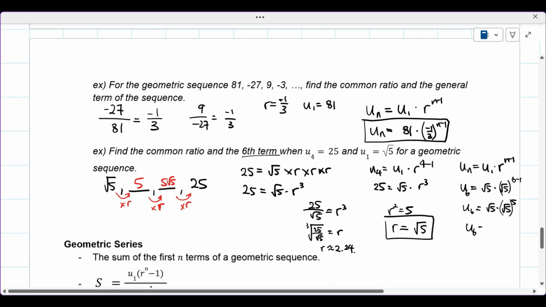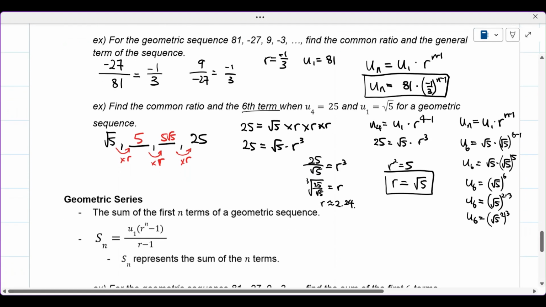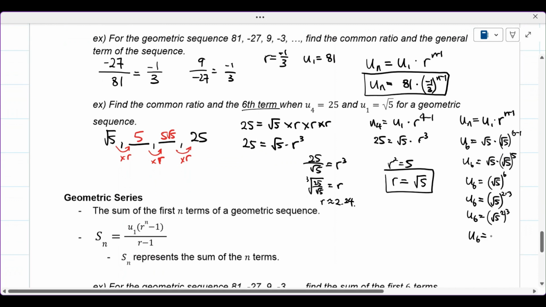So I think in total we have square root of 5 6 times. Trying to solve this without the calculator. 6 can be rewritten as 2 times 3, so I think I can write it as 2 times 3. It means that square root of 5 squared to the power of 3 using the laws of exponents. So therefore u6 is equal to 5 to the power of 3, which means that u6 is equal to 125.